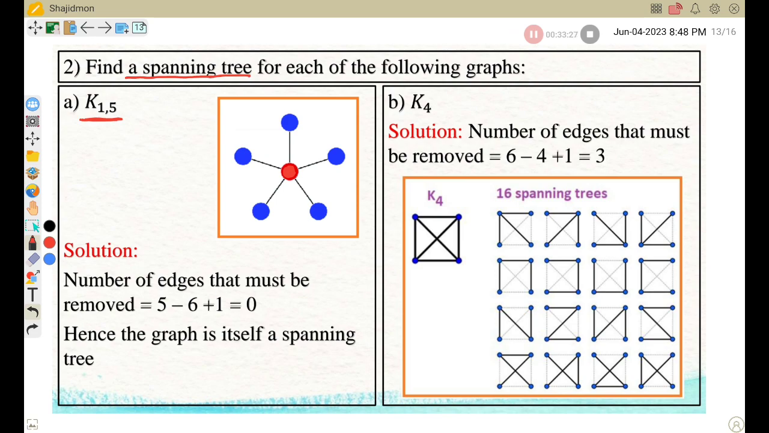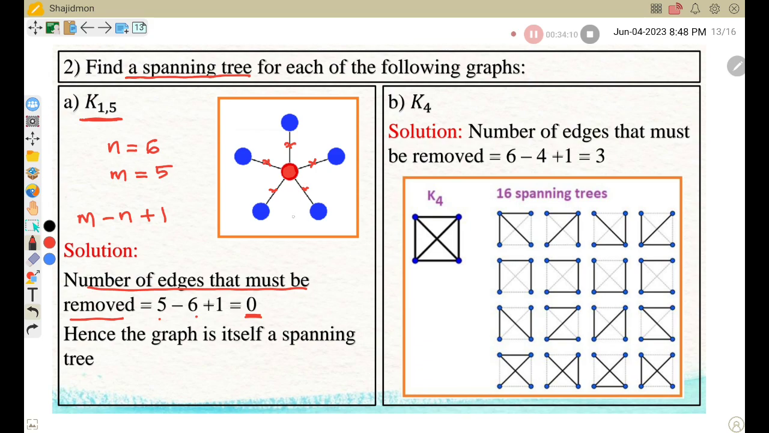If you get a question like this, how to draw a spanning tree, first we need to check how many edges must be removed from this graph. For that you can check how many vertices are there: 5 plus 1, 6 vertices. How many edges, M equals, you can see 1, 2, 3, 4, 5, correct? So 5 edges are there. So how many edges must be removed? M minus n plus 1 means 5 minus 6 plus 1 equals 0. There is no need to remove any edge because that graph itself is a tree, correct?